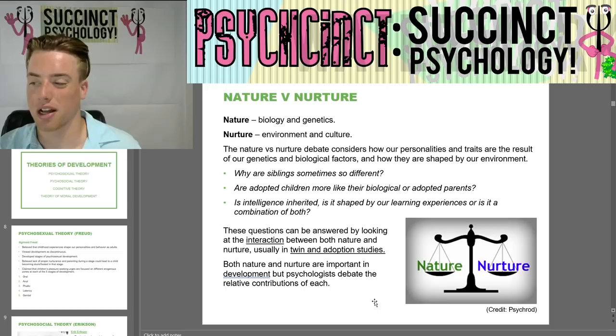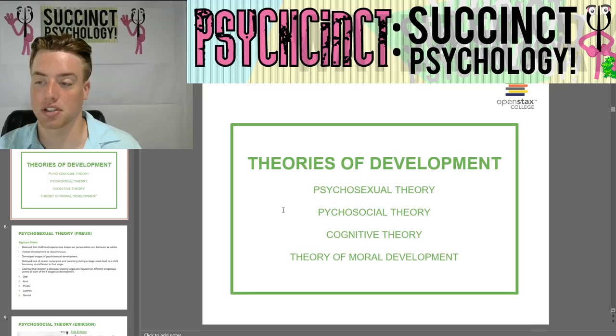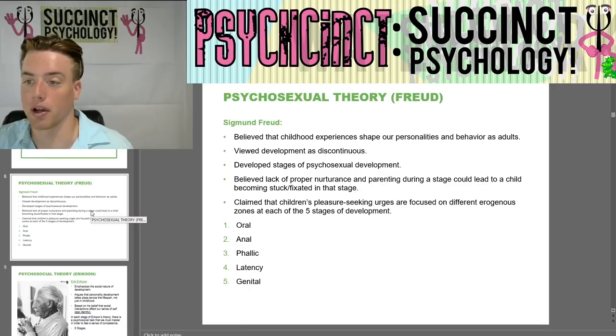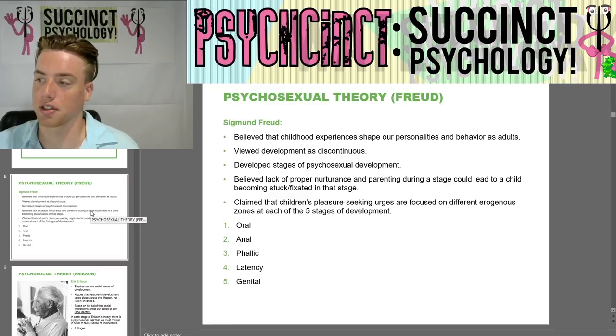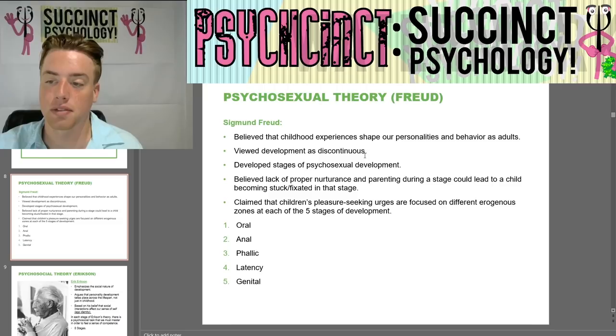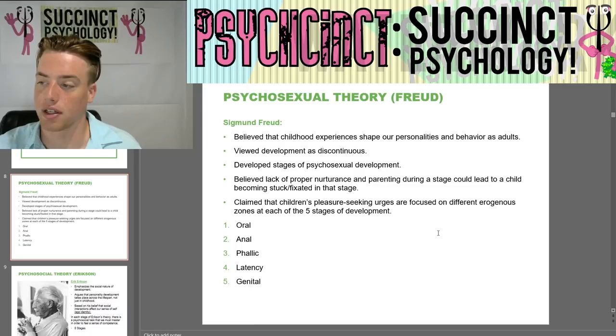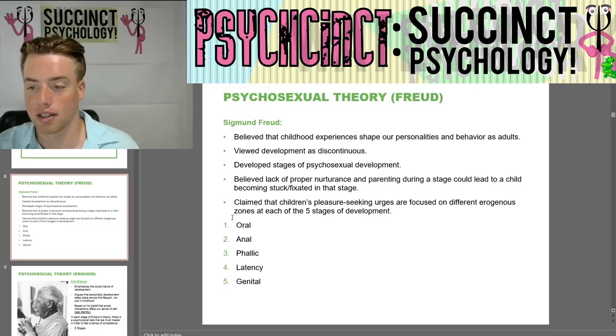So, here we have theories of development. You have the psychosexual theory, psychosocial, cognitive, and the theory of moral development. So, going on, the psychosexual theory, which is Freud. Sigmund Freud believed that childhood experiences shape our personalities and behaviors as adults. He viewed development as discontinuous and developed stages of psychosexual development. Freud believed lack of proper nurturance and parenting during a stage could lead to a child becoming stuck or fixated in that stage. And he claimed that children's pleasure-seeking urges are focused on different erogenous zones at each of the five stages of development. So, you have oral, anal, phallic, latency, and genital.